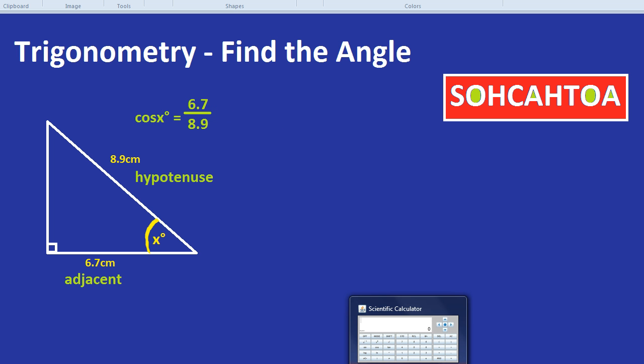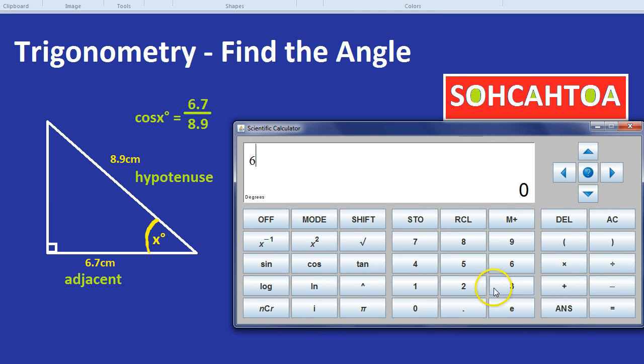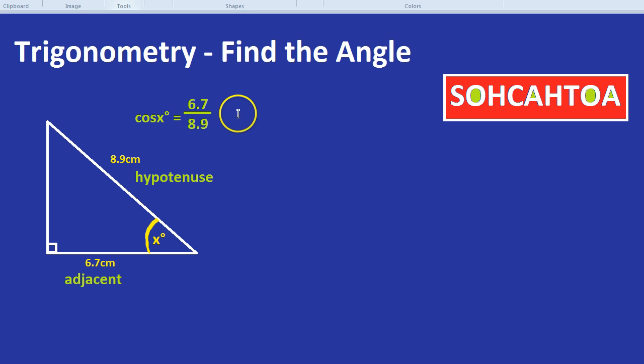So cos of x equals 6.7 divided by 8.9. Let's first find out what that is before we go on to the next step. Using our calculator, we can say that 6.7 divided by 8.9 is 0.7528. So we can write 0.7528. But now what do we do? This is the number one situation that students get confused and lost about. They divide the two numbers, but then they get stuck.